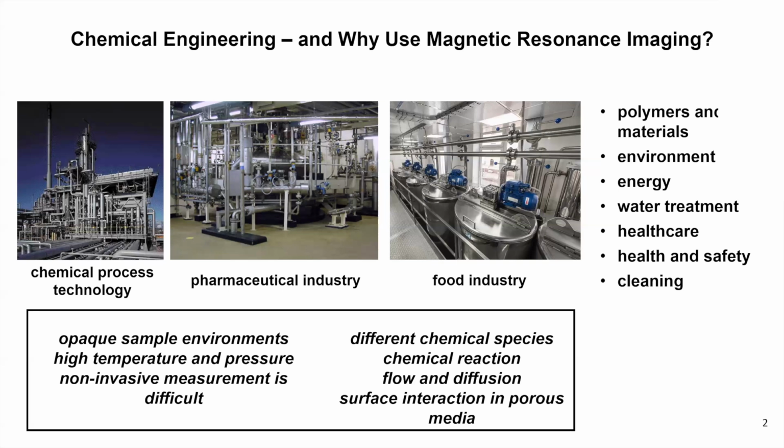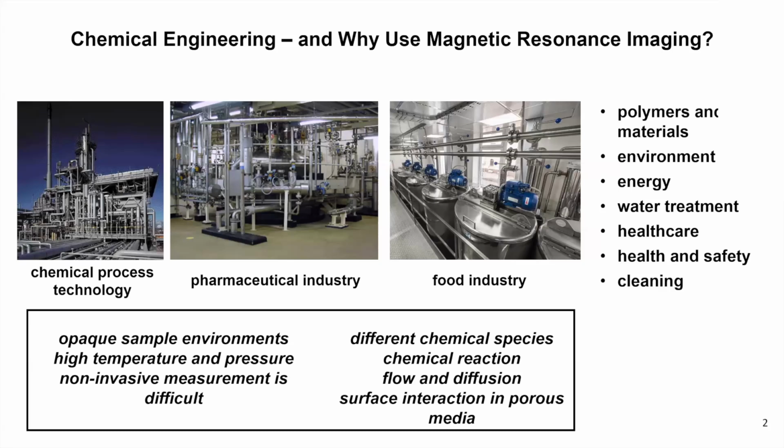What sorts of things are we interested in measuring? Well, we have interest in different chemical species, maybe what chemical reactions are going on. Mass transport is really important as well, because it's not just about doing the reaction, but it's also getting the reactants to where they're going to react, the catalyst usually, and getting the products away from there. So mass transport is very important. And we're often looking at reactions on surfaces, so surface interactions in porous media are very important as well.